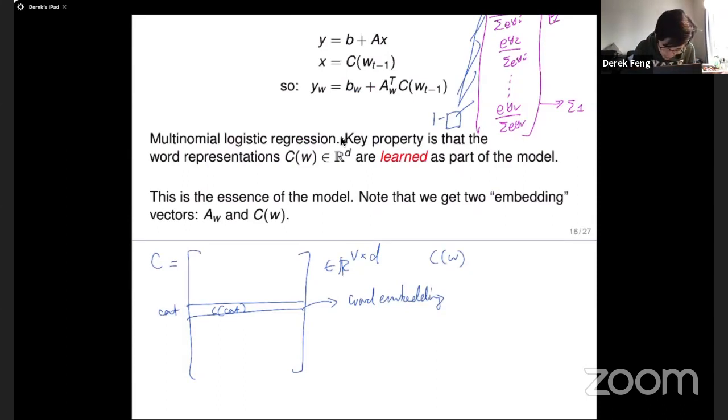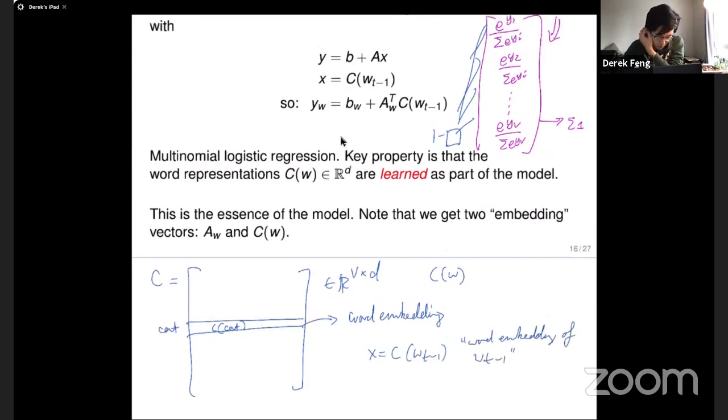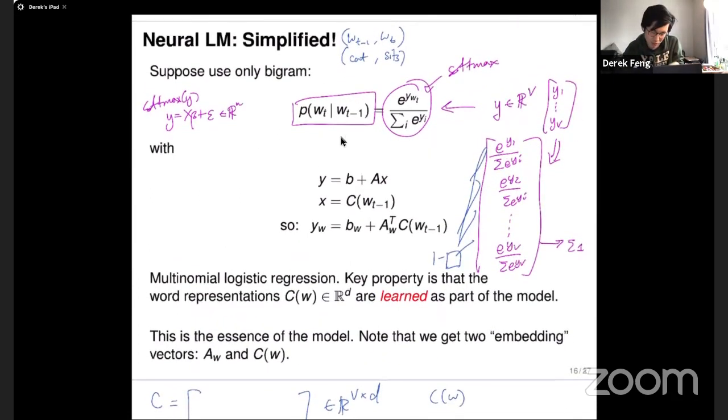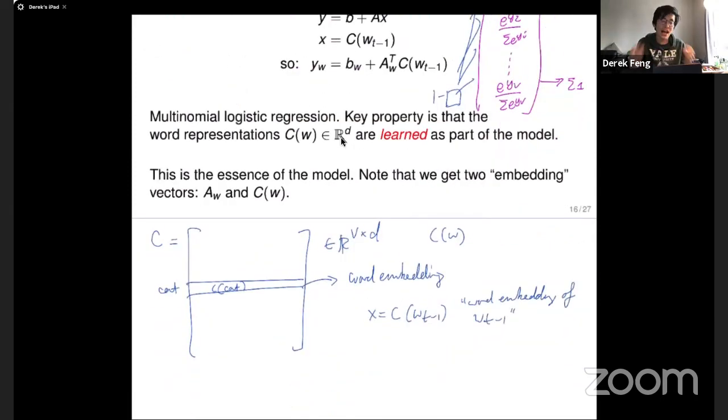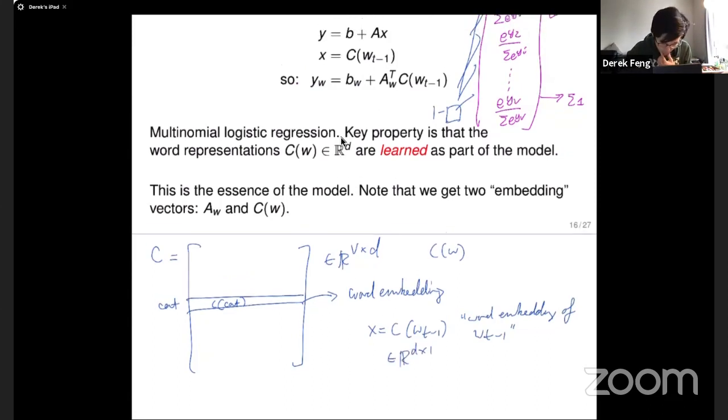And then what happens is I'm going to define X to be C of W_{t-1}, which in words is basically the word embedding of W_{t-1}, right? For this particular example, I set W_{t-1} to be cat. So this is the cat word embedding. So X, you can think of it as in R^D, something like that.